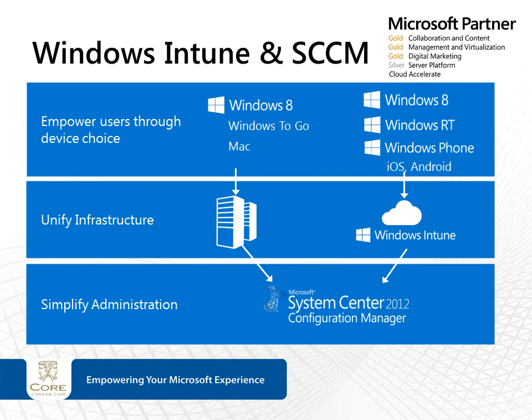So this is what the combined solution might look like. You would be able to deeply manage your existing Windows clients and any Windows 8 devices, as well as Windows To Go, Macs, Linux or Unix servers through a System Center Configuration Manager on-premise installation. You could then use the Windows Intune cloud-based solution to remotely manage other Windows 8, Windows RT, Windows Phone 8 devices, as well as iOS and Android devices too.